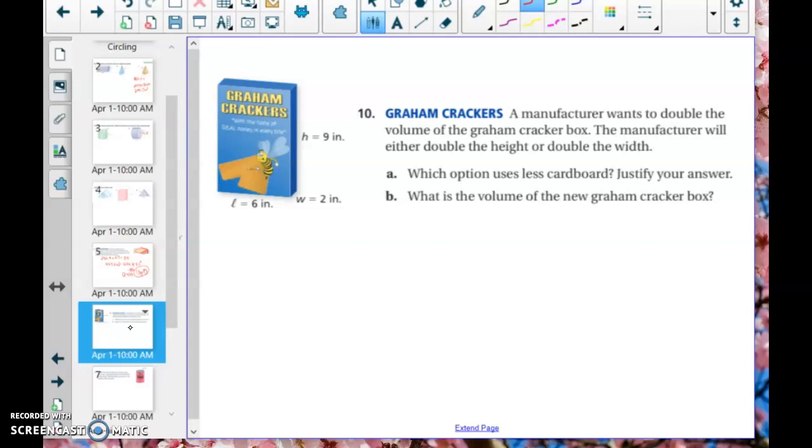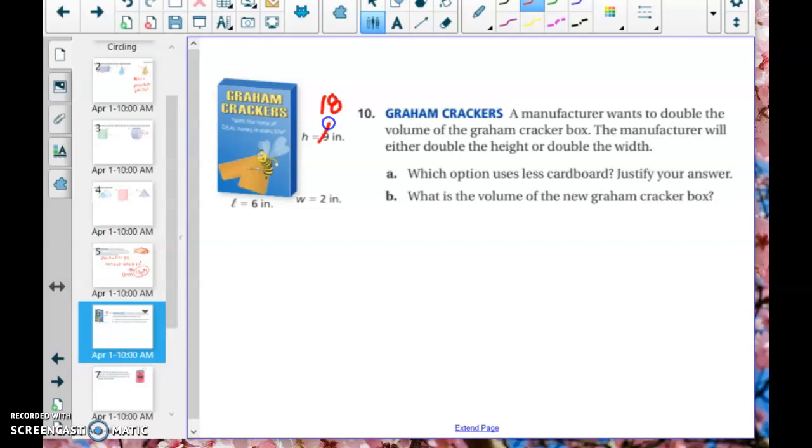Number 10, it says a manufacturer wants to double the volume of the graham cracker box. The manufacturer will either double the height or double the width. Which option uses less cardboard? And then what is the volume of the new graham cracker box? So to figure out which one uses less cardboard, you're going to have to find the surface area. So first I am going to double the height and find the surface area when I double the height. Well, that means the height is now 18.